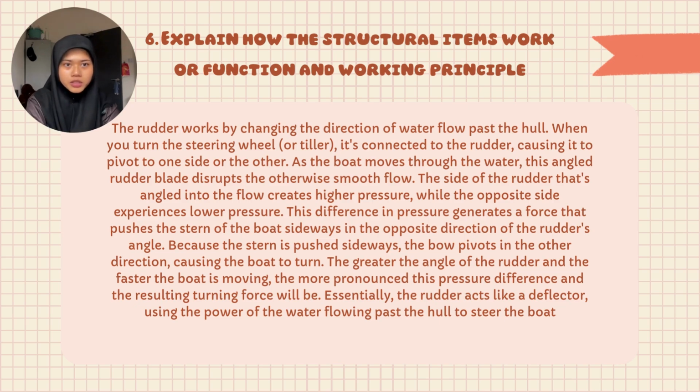This difference in pressure generates a force that pushes the stern of the boat sideways in the opposite direction of the rudder angle. Because the stern is pushed sideways, the bow pivots in the other direction, causing the boat to turn. The greater the angle of the rudder and the faster the boat is moving, the more pronounced this pressure difference and the resulting turning force will be. Essentially, the rudder acts like a deflector, using the power of the water flowing past the hull to steer the boat.